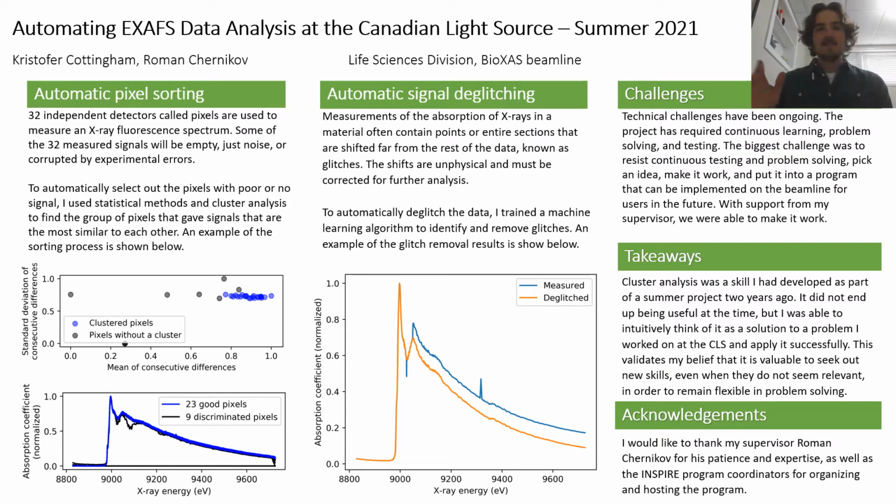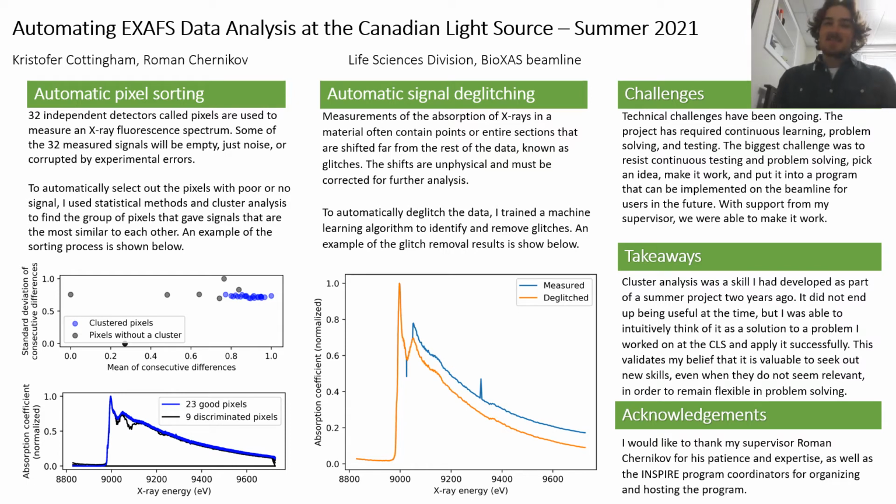The rest of the signal still contains important information, but it's difficult to work with the signal with these glitches in them. So I spent a lot of the summer training a machine learning algorithm to go through and automatically detect and remove these glitches. An example of the final glitch removal process is shown in the plot here.